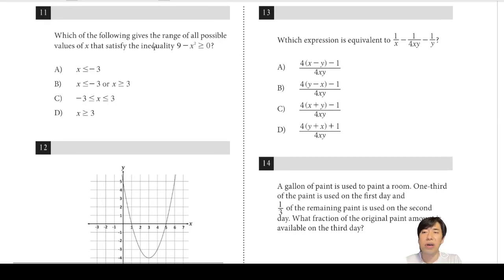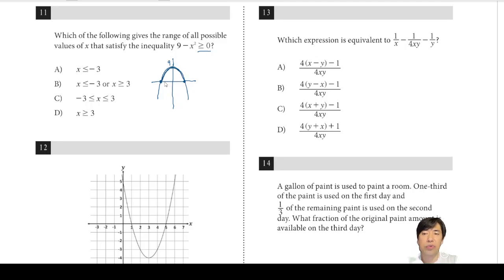Which of the following gives the range of all possible values of x that satisfy the inequality? This one. Okay, for something like this, if you can graph this one, that's basically what? 9 minus x squared is a parabola that is concave down. Okay, and its y-intercept is right there. The portion of the graph where y is greater than or equal to 0 is from here to there, okay? This portion.